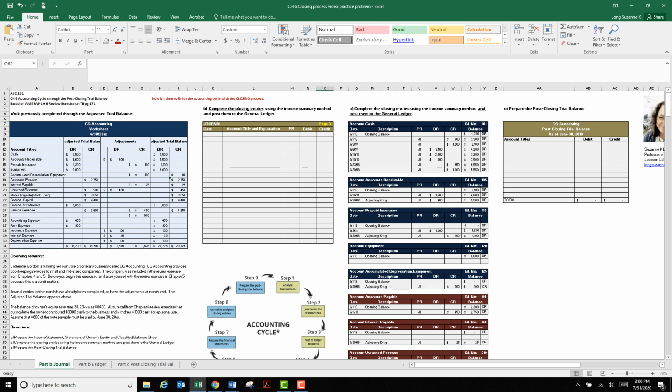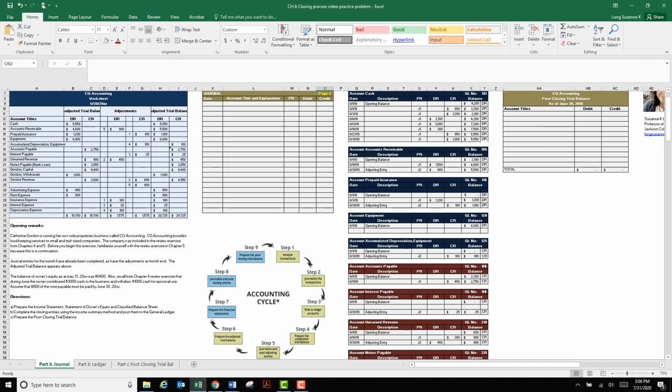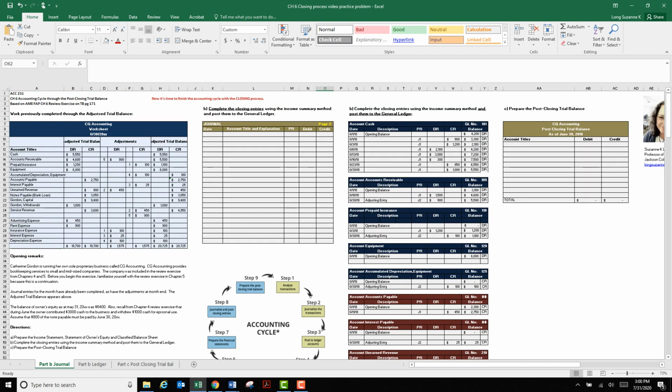This is the worksheet that we've already completed. These are the closing entries that we're going to prepare right now. And this is the ledger. We're going to be filling in the ledger with our closing entries, and then we'll have our post-closing trial balance.